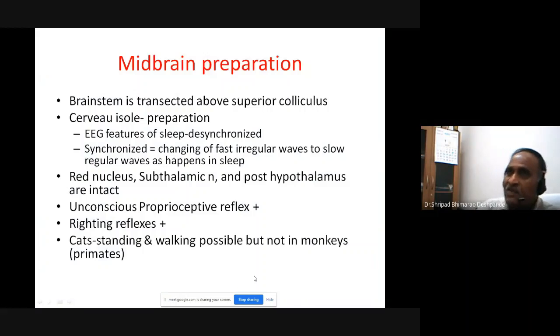Now let us see what this midbrain preparation is about. The brainstem is transected above the superior colliculus.